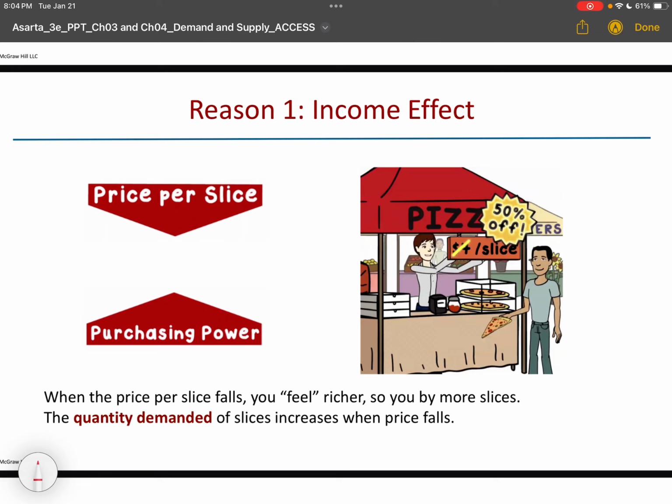Say you have a fixed income, $10, and a slice of pizza each costs $2. If for some reason your income stays fixed at $10, but the price of a slice of pizza falls from $2 to $1, you will feel richer because you can afford to buy more slices. You see, that's the income effect. Although your income did not increase, the price per item fell far enough for you to feel richer.